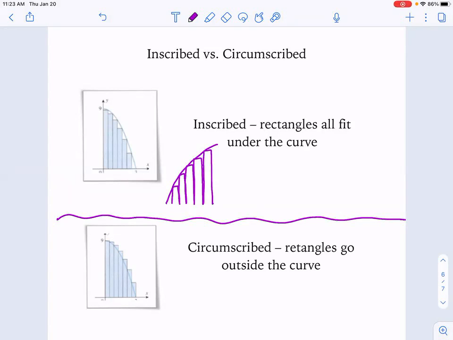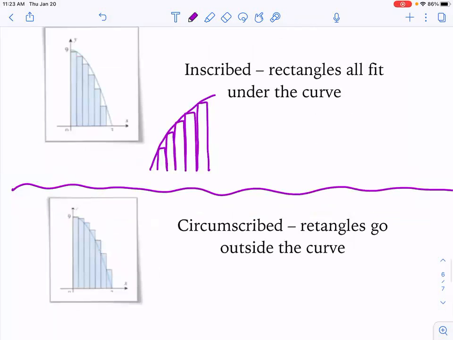Okay. For these circumscribed rectangles, this curve is decreasing and we have left hand rectangles. If we were to have an increasing curve, our right hand rectangles would be circumscribed.